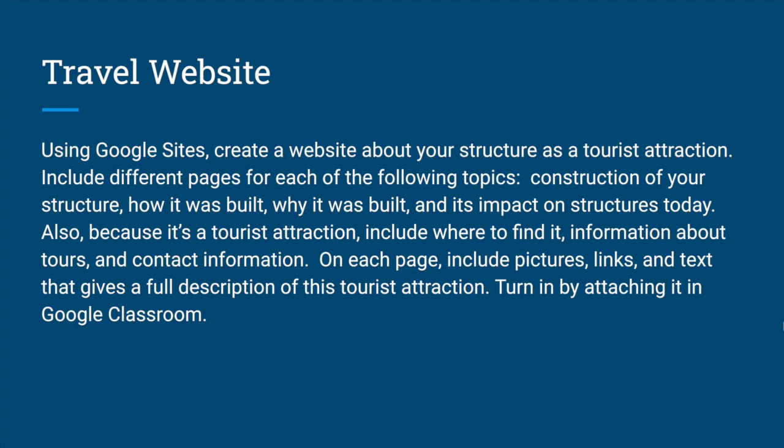On each of your web pages on your website, include pictures, links, and text that gives a full description of your tourist attraction. When you're done, make sure you publish your website so I can see it and give me that link in Google Classroom. Then head over to Flipgrid.